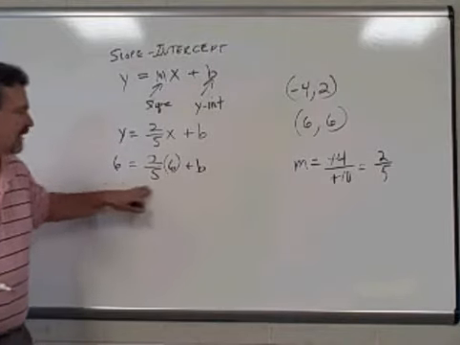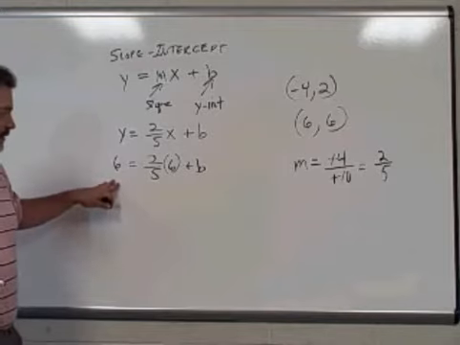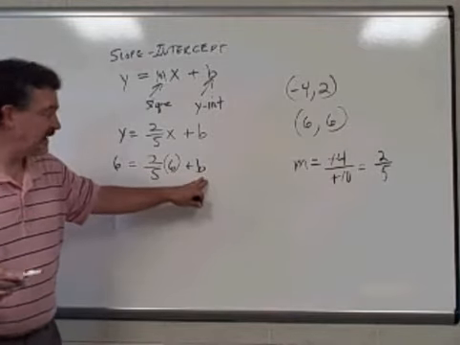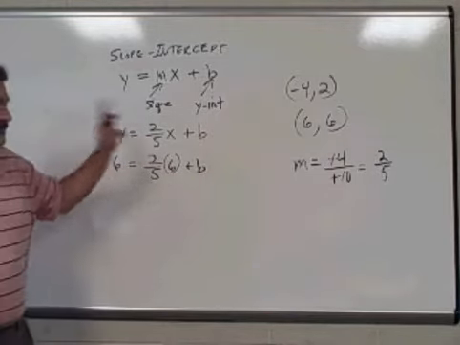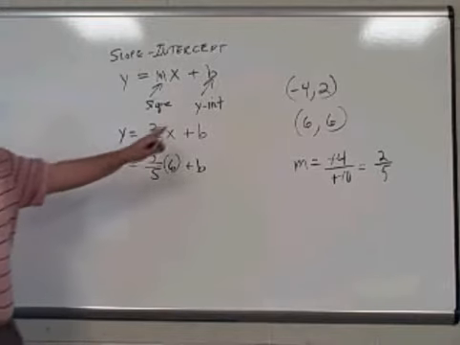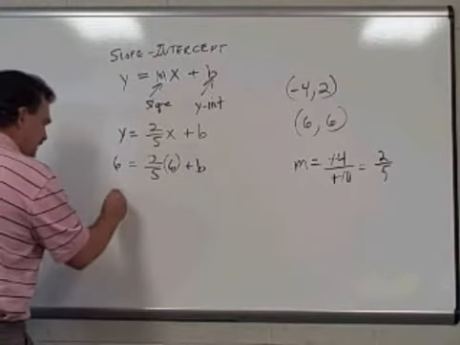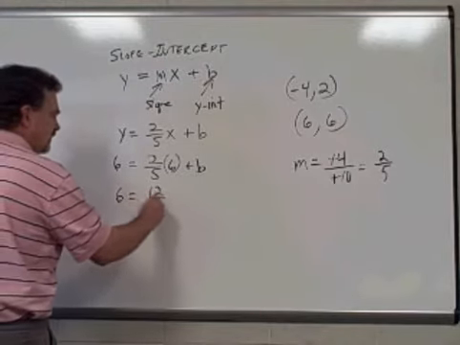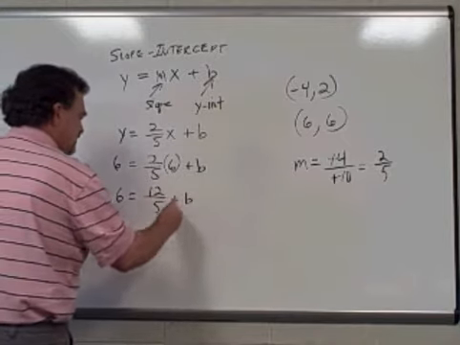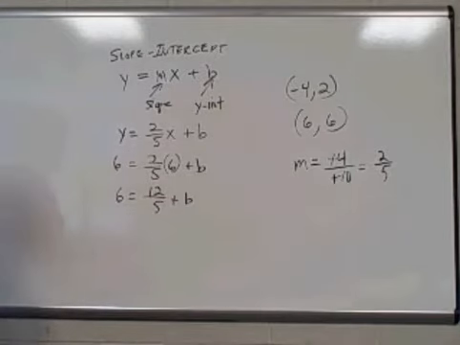And now, look, I've created a linear equation in one variable that has just the variable b, and now I can solve that, and I'll know what my b value is. I'll know what my y-intercept value is for my line, and that will give me my equation. So we have 6 equals 12/5 plus b. Ooh, fractions, we're not real thrilled.